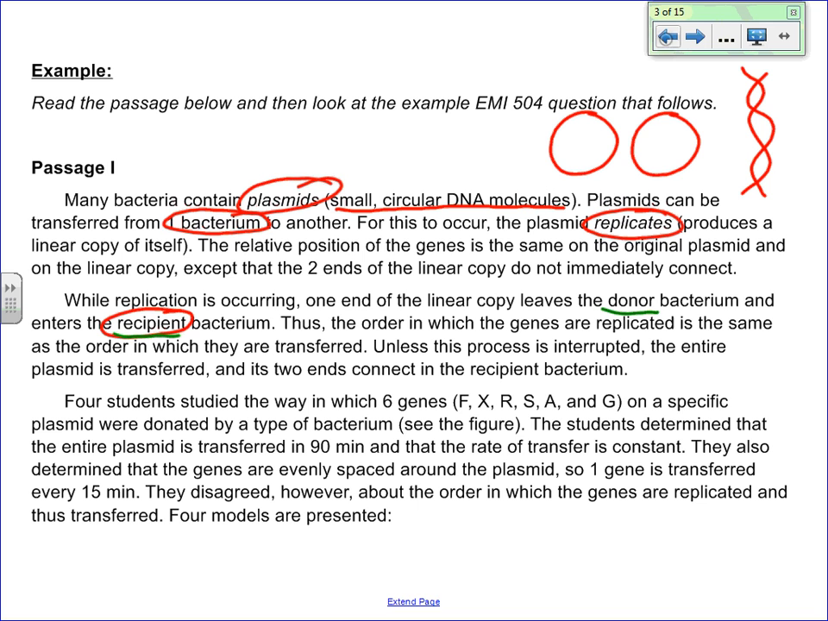So in a bacterium, the plasmid is what again? It's DNA, and it's a circle. Now we also know, if we take a look at this last paragraph here, that DNA is made up of different genes. Each gene is going to control something.